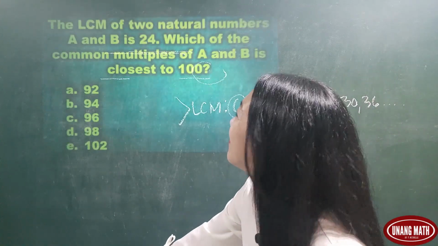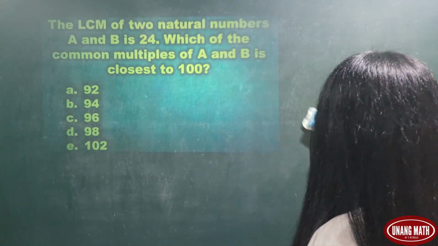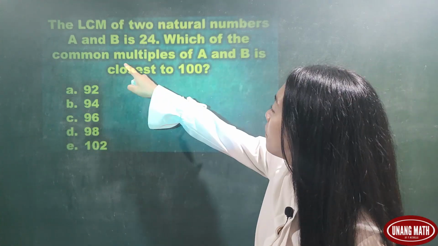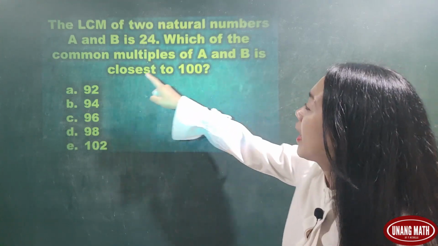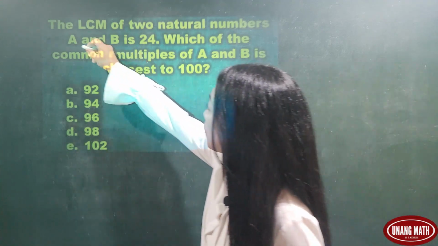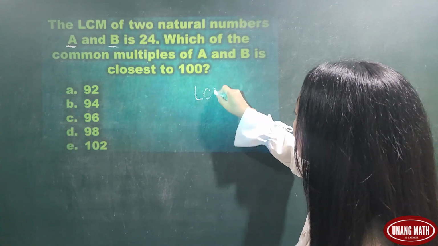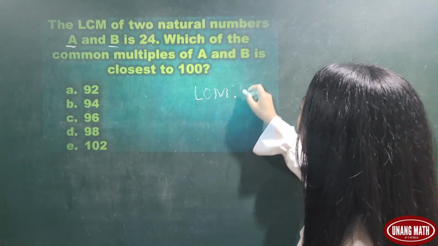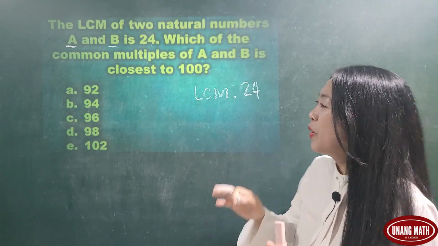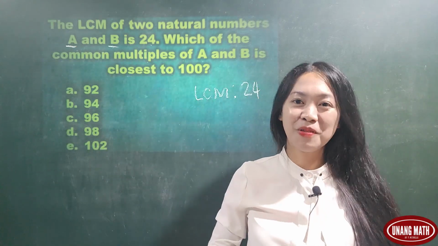Let's give another example. The LCM of two natural numbers, A and B, is 24. Which of the common multiples of A and B is closest to 100? Okay, we actually don't know these numbers, A and B, but we know that the LCM of A and B is 24. So using the property of LCM, we can know these numbers' common multiples.